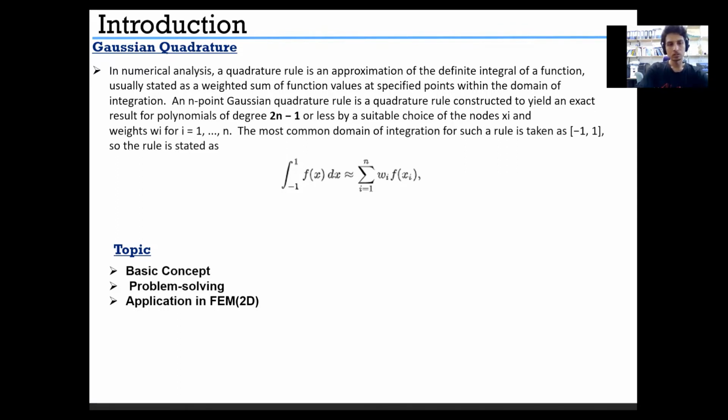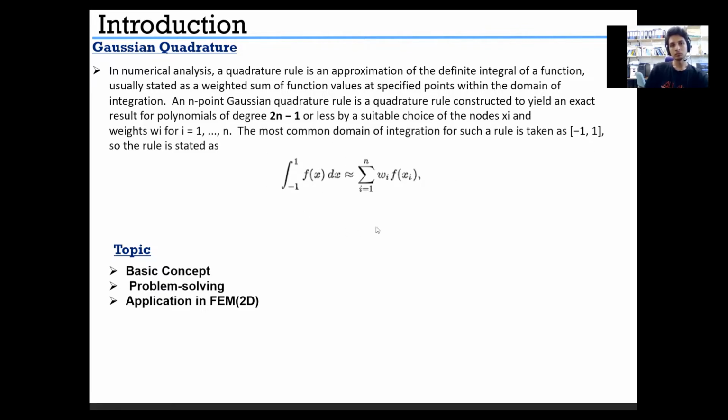of the integration. And also, it is exact for polynomials of degree 2n-1 or less by the suitable choice of the nodes. Well, the weights will be dependent on the n, which will be discussed later. The weights w will be from 1 to n, and I have told you before that the range is -1 to 1.